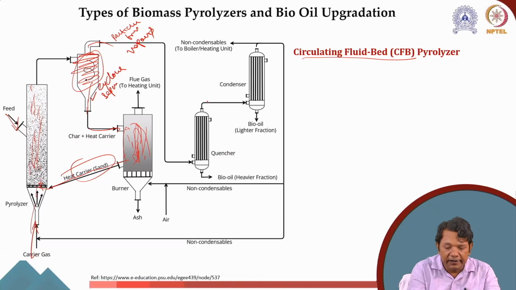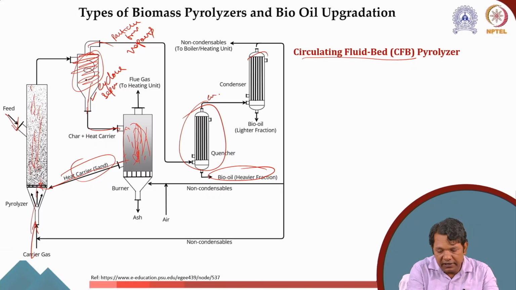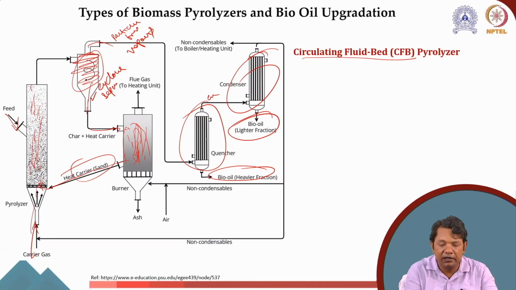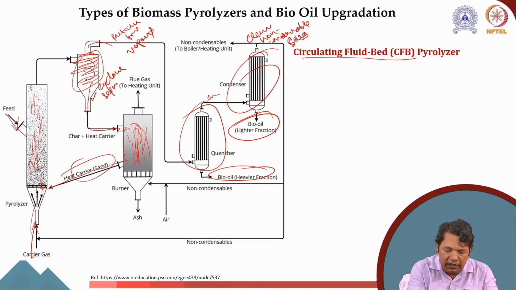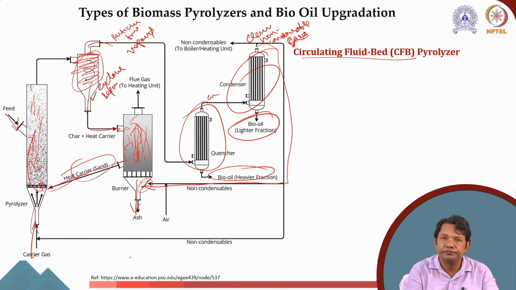Then, as I said, we have quencher 1 to get the heavier bio-oil fraction, and then the further clean gas is condensed to get the lighter bio-oil fraction, and then we have clean non-condensable gases. Now this clean non-condensable gas can be recycled here to burn this char, and it also produces heat, and that heat is taken by sand and goes back in.